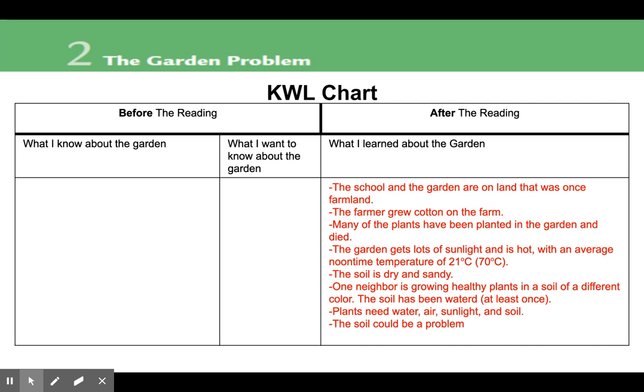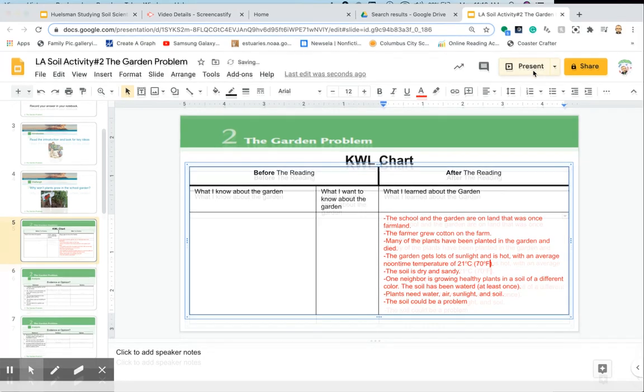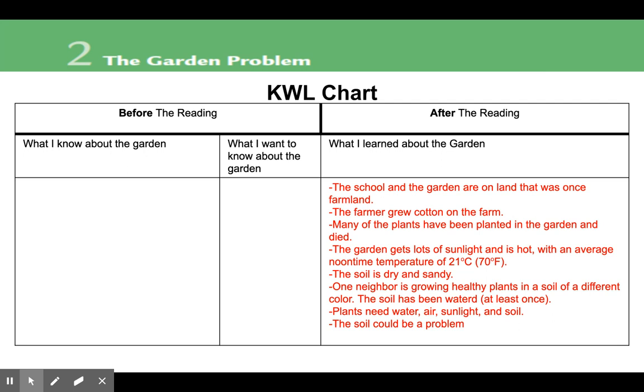The school and the garden are on land that was once farmland. The farmer grew cotton on this farm. Many of the plants have been planted in the garden and died. The garden gets lots of sunlight and is hot, with an average noontime temperature of 21 degrees Celsius or 70 degrees Fahrenheit. Oh, that is a typo. Let me correct this, boys and girls. Now, let me back up. Number one, I don't think 70 degrees is hot, but that's what the book has.